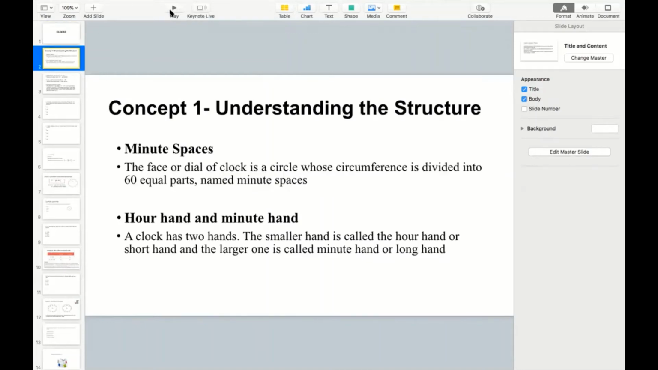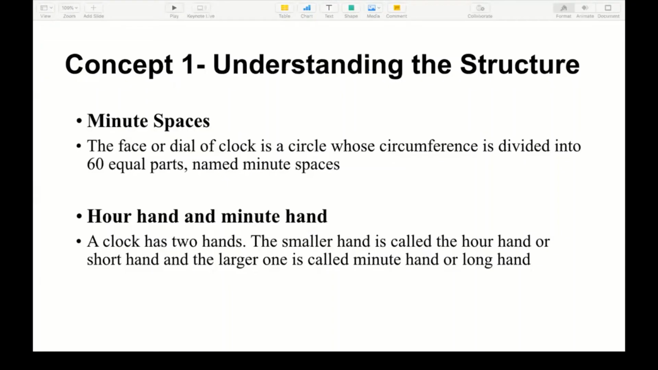Now, you know the basic structure of a clock, right? It has an hour hand, a minute hand, and a seconds hand, right? And basically, we will talk about the circular clock, okay? The 12-hour clock which we wear.